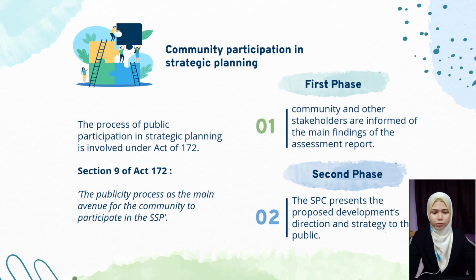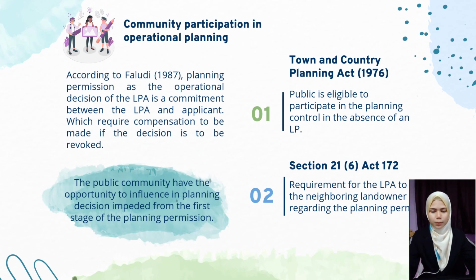In strategic planning we have two pieces. In the first piece, the community and other stakeholders are informed of the main findings of the assessment report. In the second piece, the SPC presents the proposed development direction and strategy to the public. Next, community participation in operational planning also has two parts. I will elaborate on the Town and Country Planning Act, Section 21 of Act 172, under which the public is eligible to participate in planning, and the LPA is required to notify neighboring landowners regarding the planning permission.